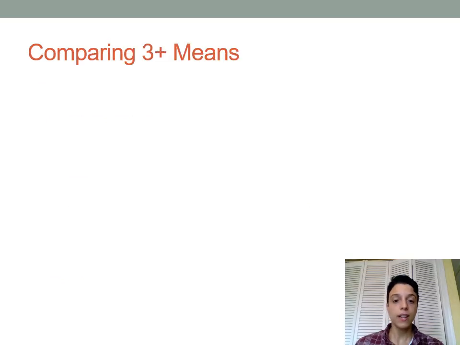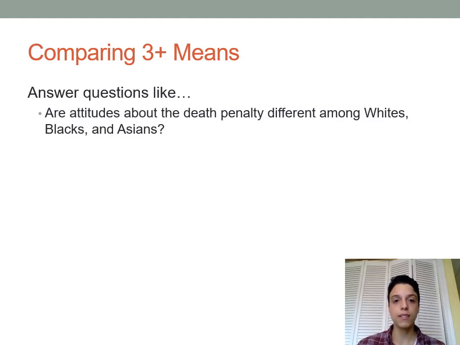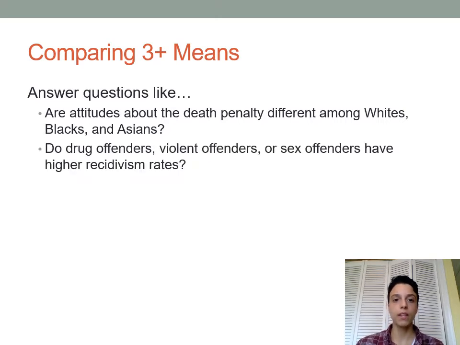All right, so now I'll get into the topic for today. Analysis of variance is a statistical test that lets us compare 3 or more means to each other. So, for example, with what we're going to do today, you'd be able to answer questions like, are attitudes about the death penalty different or the same among people who are white, black, or Asian? So there you have 3 different groups and you're comparing them to each other.